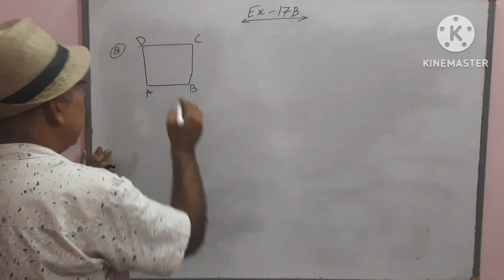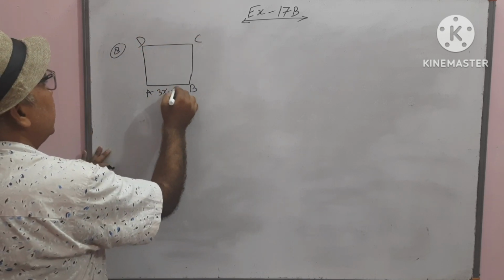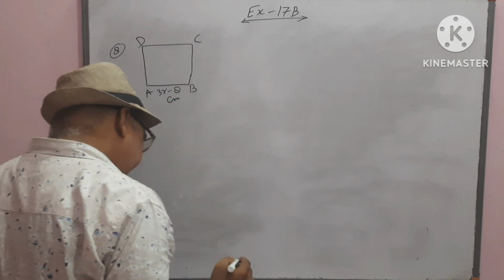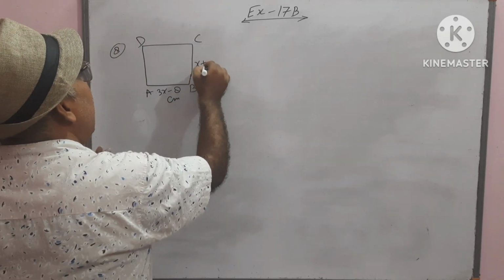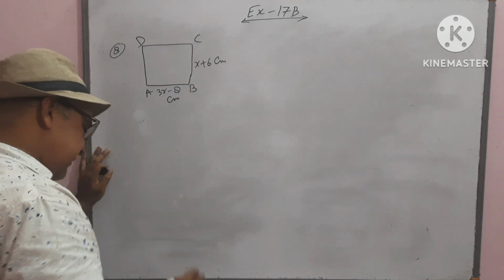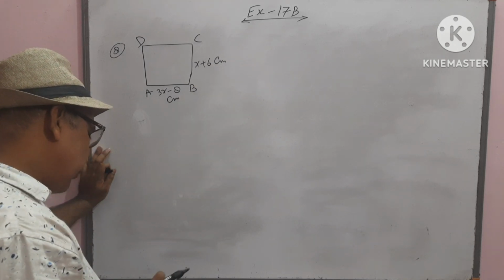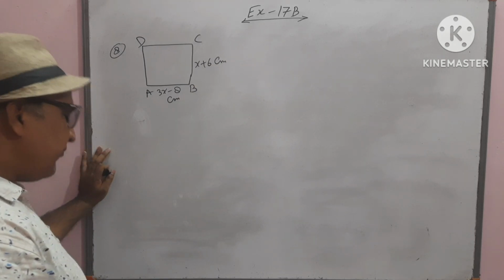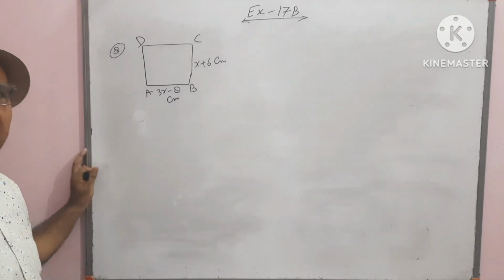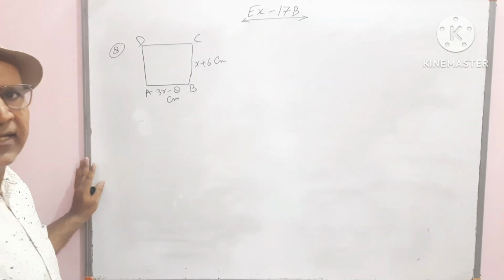ABCD is a square in which AB is 3x minus 8 centimeter and BC is x plus 6 centimeter. Then we have to find the value of x and we have to find the length of the side of the square. See, it's very easy.